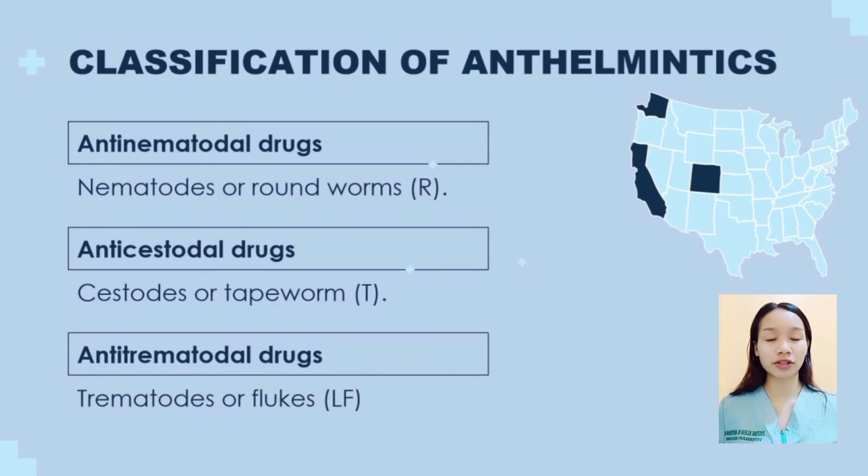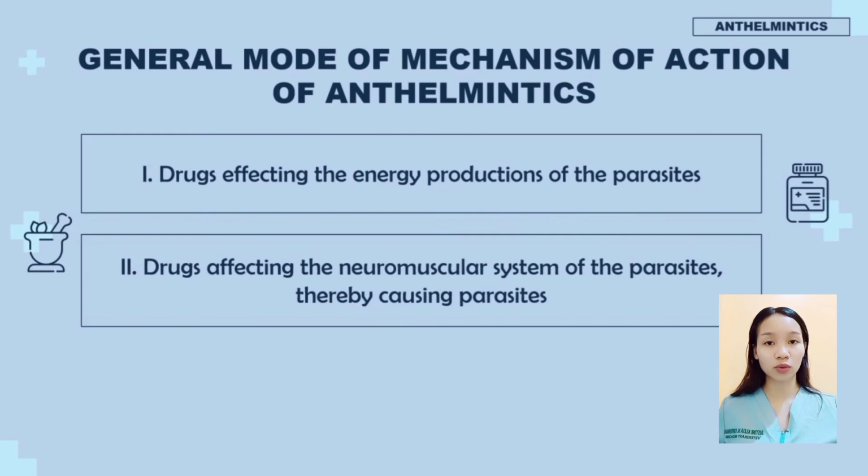There are classifications of anthelmintics depending on the type of helminths they are active against. When we say antinematodal drugs, it refers to drugs that work well against nematodes or roundworms. Anticestodal drugs. These are drugs that work against the cestodes or tapeworms. And antitrematodal drugs are drugs that work against the trematodes or flukes.